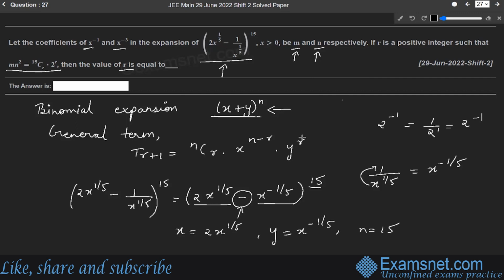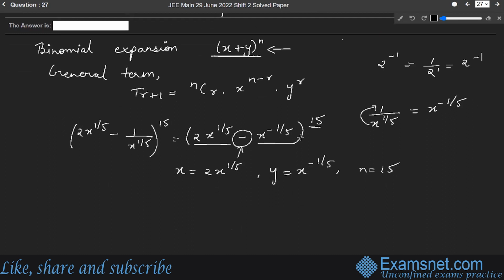Now let us find the general term. What is the formula? T r plus 1 is equal to nCr. The value of n is 15, so 15 Cr multiplied by x. What is the value of x here? 2x power 1 by 5, and x power n minus r, so 15 minus r, multiplied by y. What is the value of y? x power minus 1 by 5 and y power r. So we have power r.